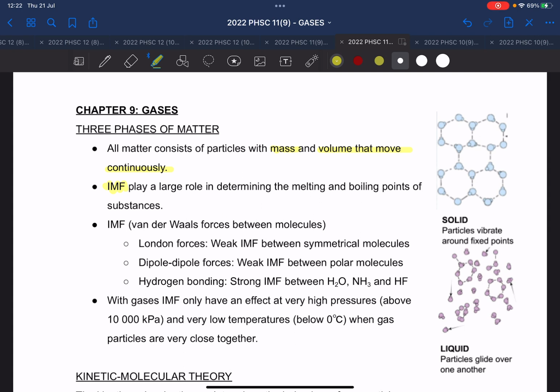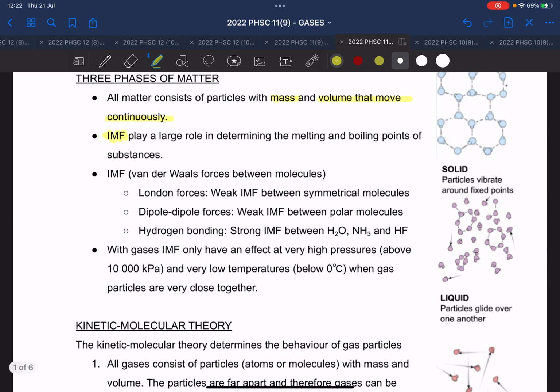Okay. A molecule is two or more elements bonded together. Okay? Inter means between. And forces is a force, right? So intermolecular forces are the forces between molecules. Okay. There are different types of intermolecular forces. The London forces are intermolecular forces between symmetrical molecules.